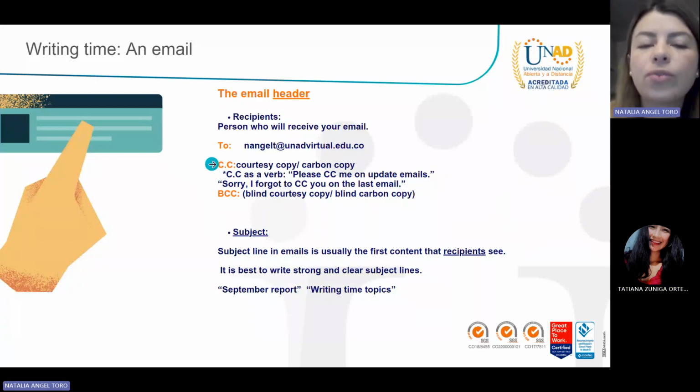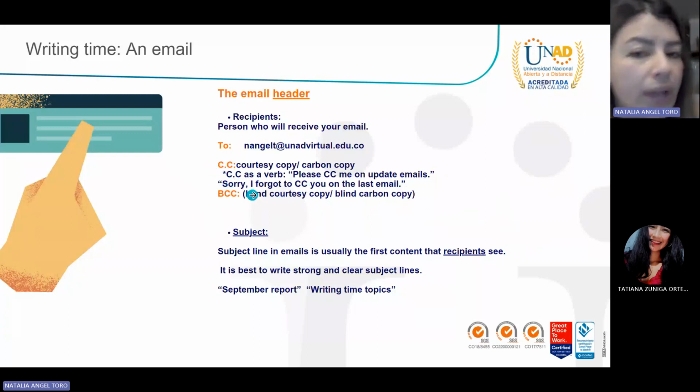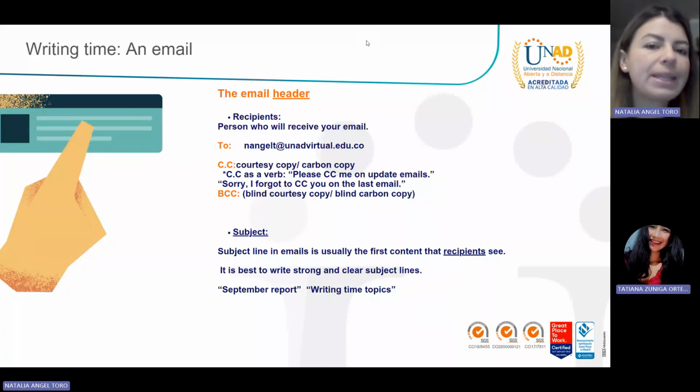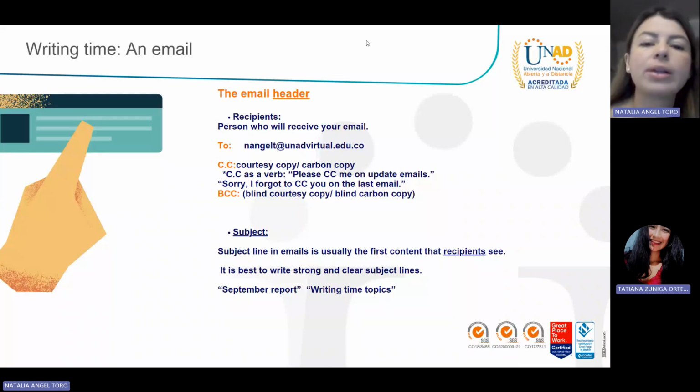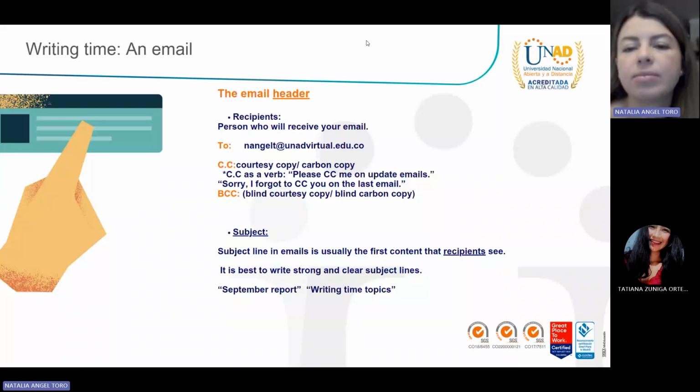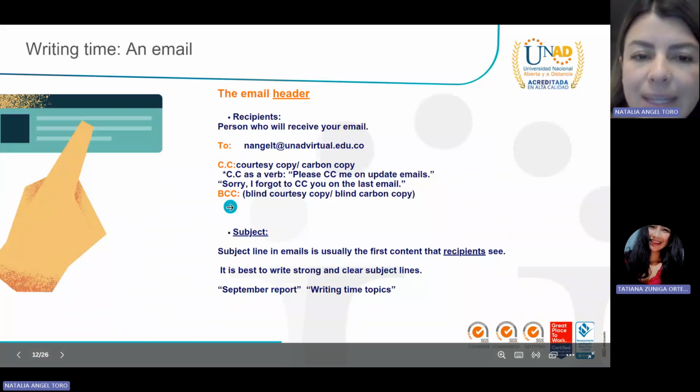So that's the use of CC, but also CC is a verb. It means that we can say, for example, sorry, I forgot to CC you on the last email. Entonces, fíjate que también lo han convertido en un verbo. Gramaticalmente puede que no esté bien, pero lo han convertido en un verbo en el uso diario, ¿cierto? Y lo utilizan como ese caso. Entonces, lo siento, olvidé copiarte el último correo. Entonces, utilizan el verbo CC, olvidé CC la última vez. I forgot to CC. What happens with BCC is the same.